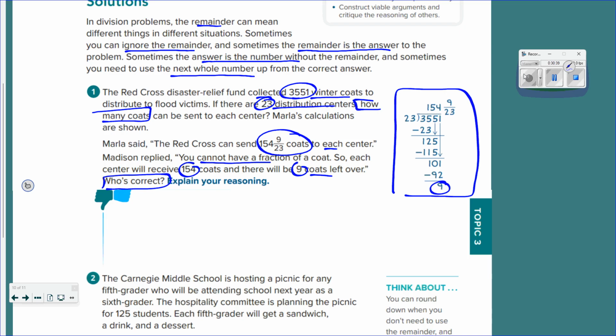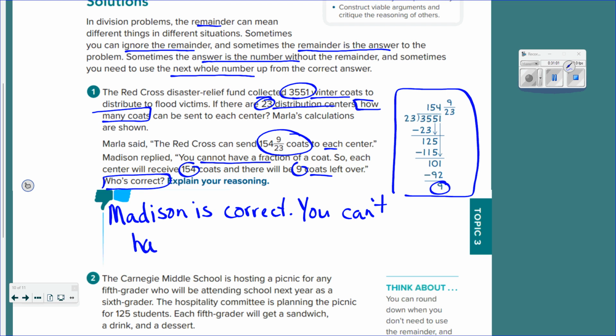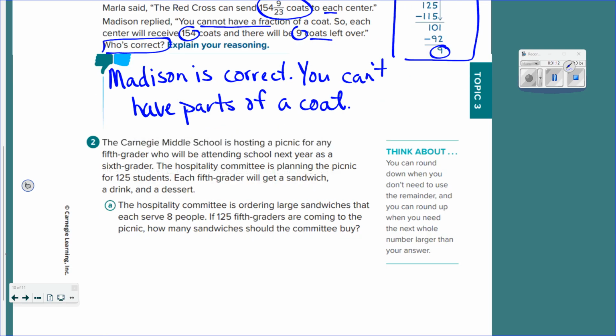Madison is correct. You can't have parts of a coat. So, in these problems, one of the biggest things you need to do is think about our remainders and what that's going to do to help us with the problem.